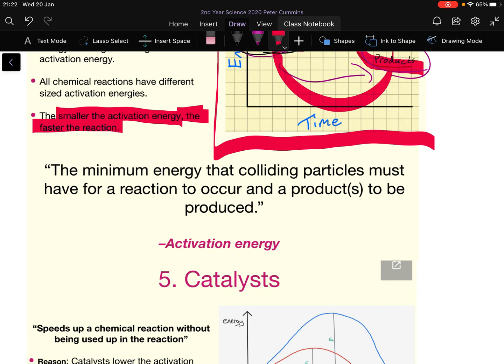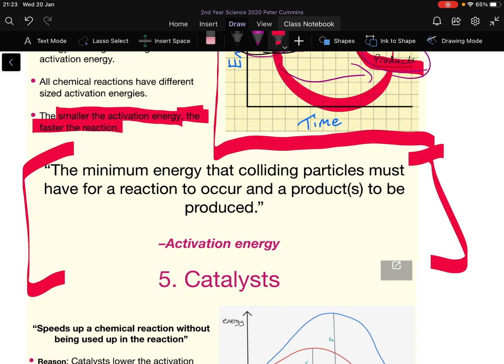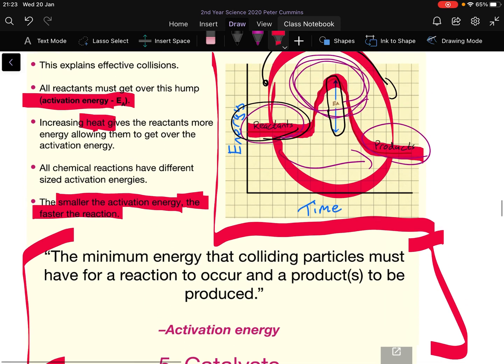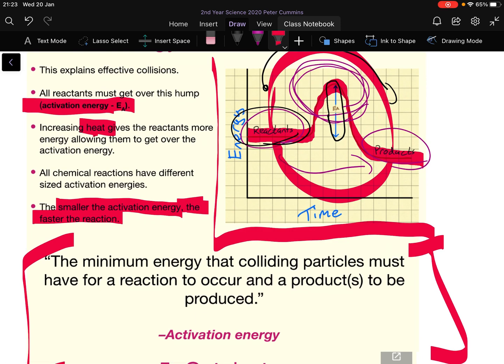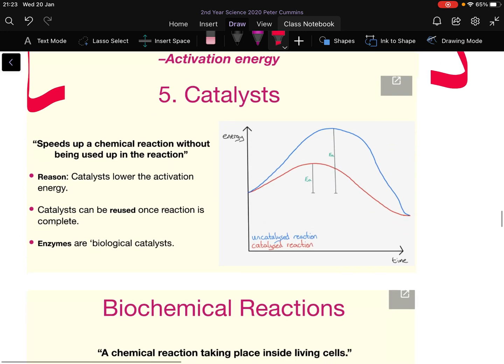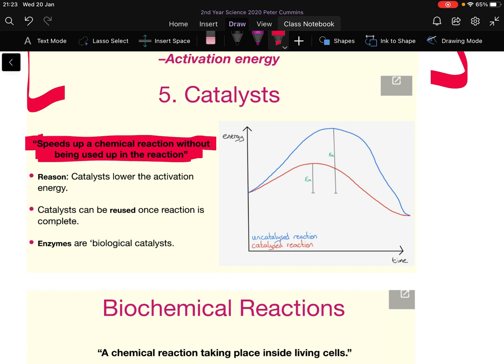Okay, so here's a nice definition for you. The activation energy is the minimum amount of energy that particles need in order to form products. So the minimum amount of energy that it needs to get from over here to here. Okay, and you're going to have to read through this again to go through these different points. Finally, the last one is catalysts. So a catalyst, as a definition, is here. You're going to learn one definition in Junior Cert Science, and that should be it. A catalyst speeds up a chemical reaction without being used up in the reaction.